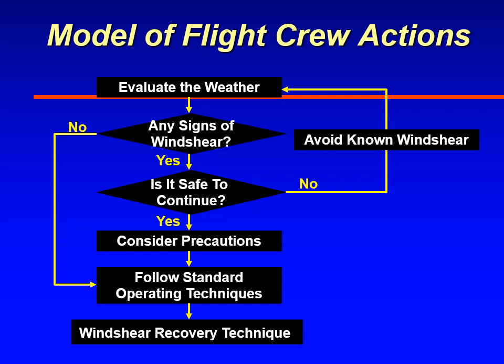So here's the flow chart. Starts at the top and goes down to the bottom. Of course, the very first thing at the top is evaluate the weather. So of course, when you're flying to an airport and you are concerned about wind shear, you want to look at the weather, of course, and take a look and see what's happening around the airport.